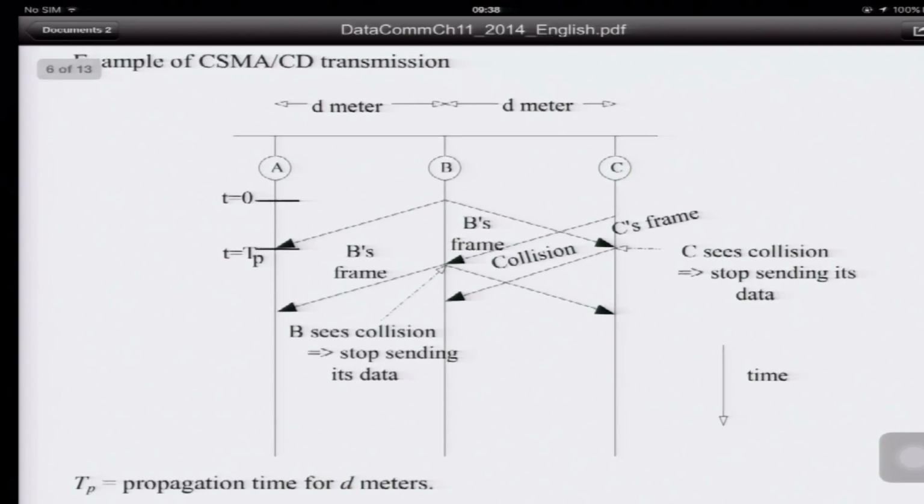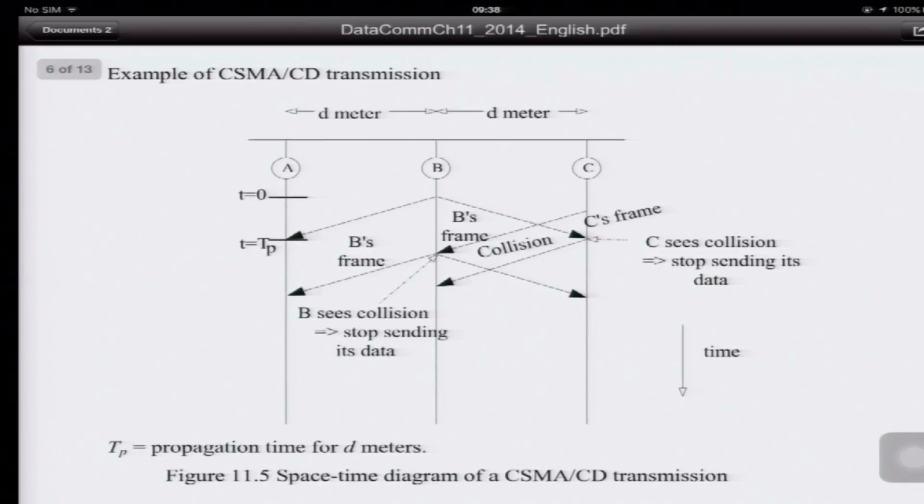From here you can see that there are three stations, station A, B, and C, connected to the Ethernet bus, on the medium, and they are at a distance of d meters apart. Suppose B wants to send something to A. B also has to transmit both to A and to C.